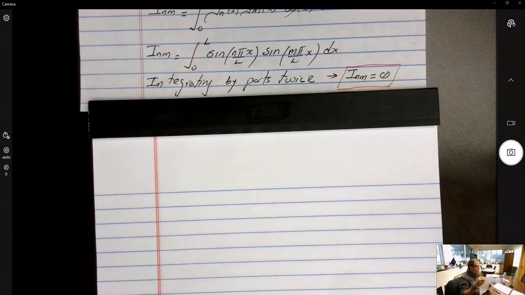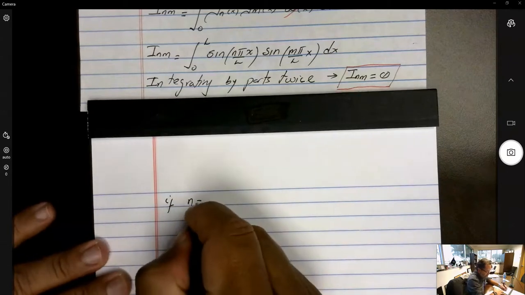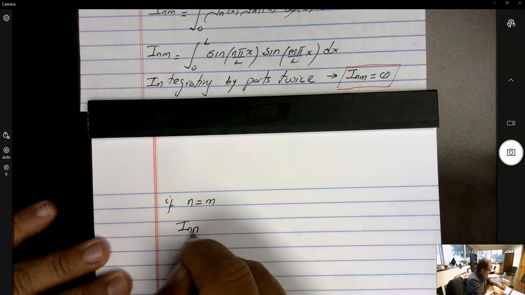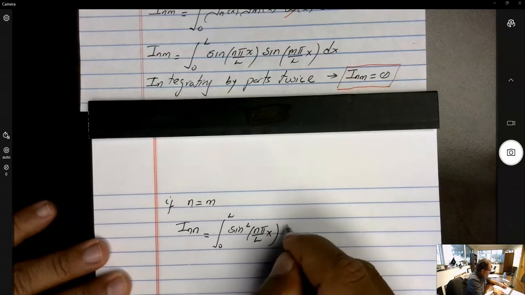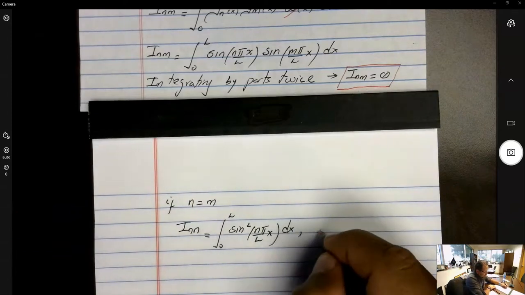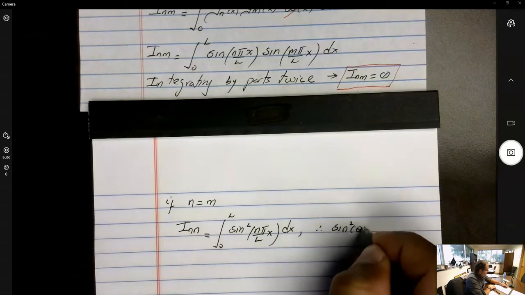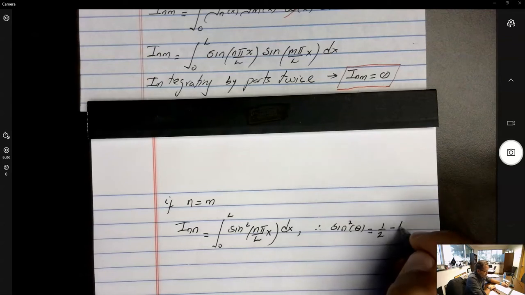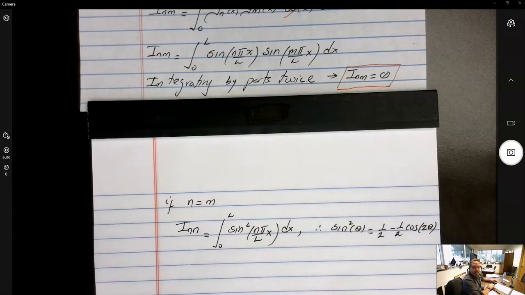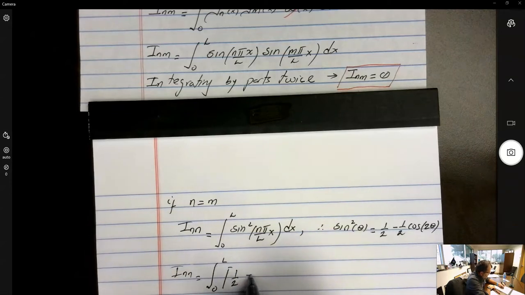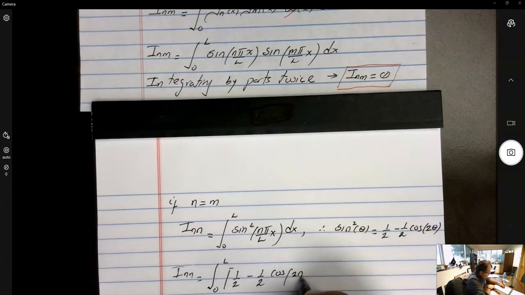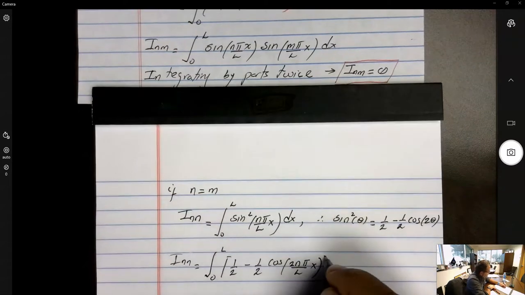Now, if n is equal to m, then I_nm, and I'm going to call it I_nn now, is the integral from 0 to L of the sine squared of n pi x over L dx. And what we're going to do is use that identity that we commonly use. It says that sine squared is 1/2 minus 1/2 of the cosine of twice the angle. So this integral right here should be equivalent to the integral from 0 to L of 1/2 minus 1/2 of the cosine of 2n pi over L times x dx.